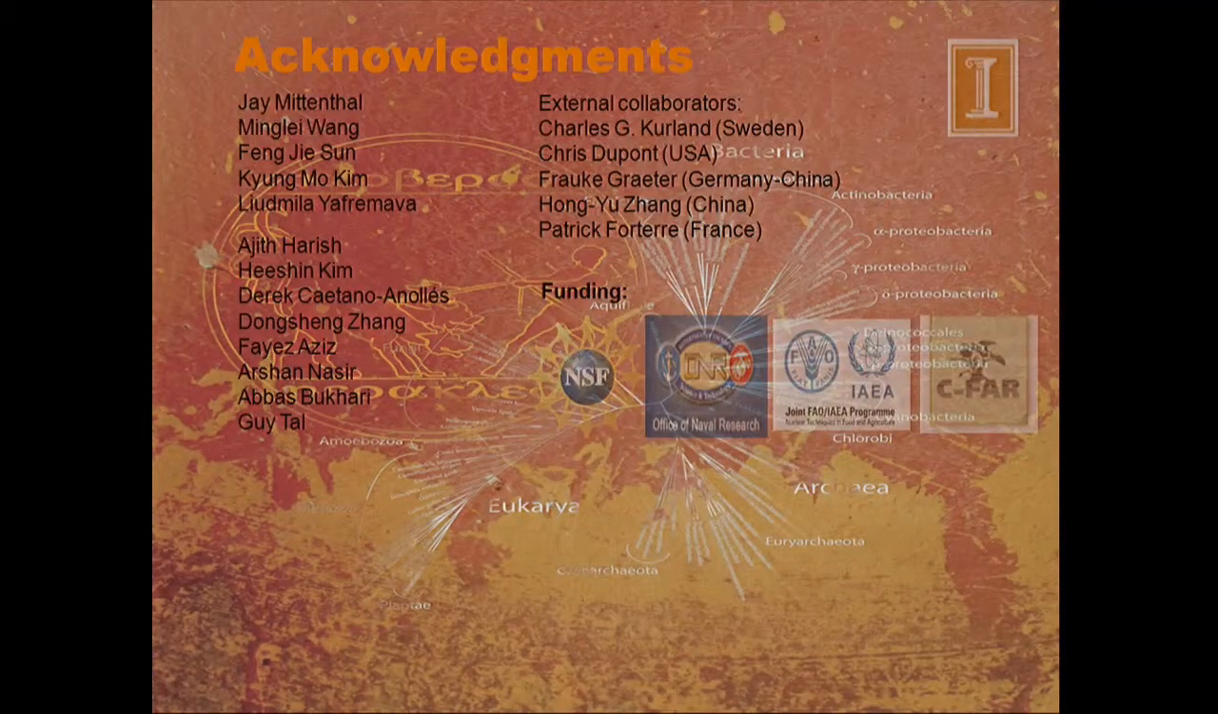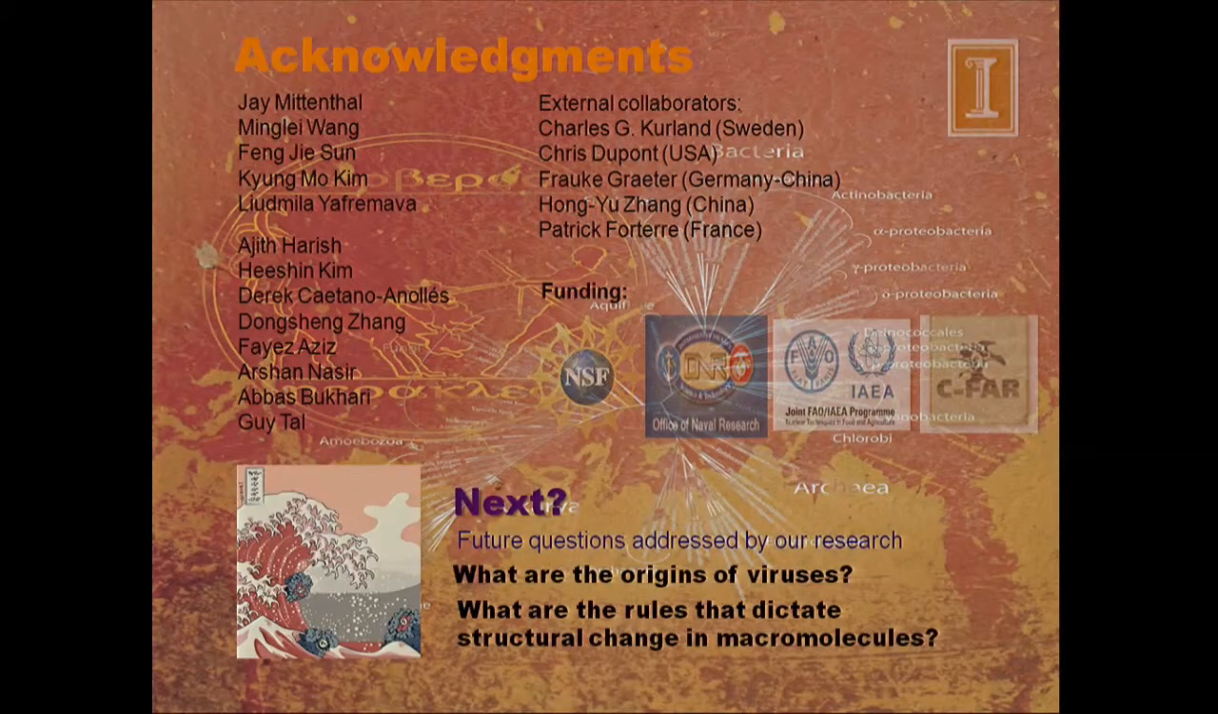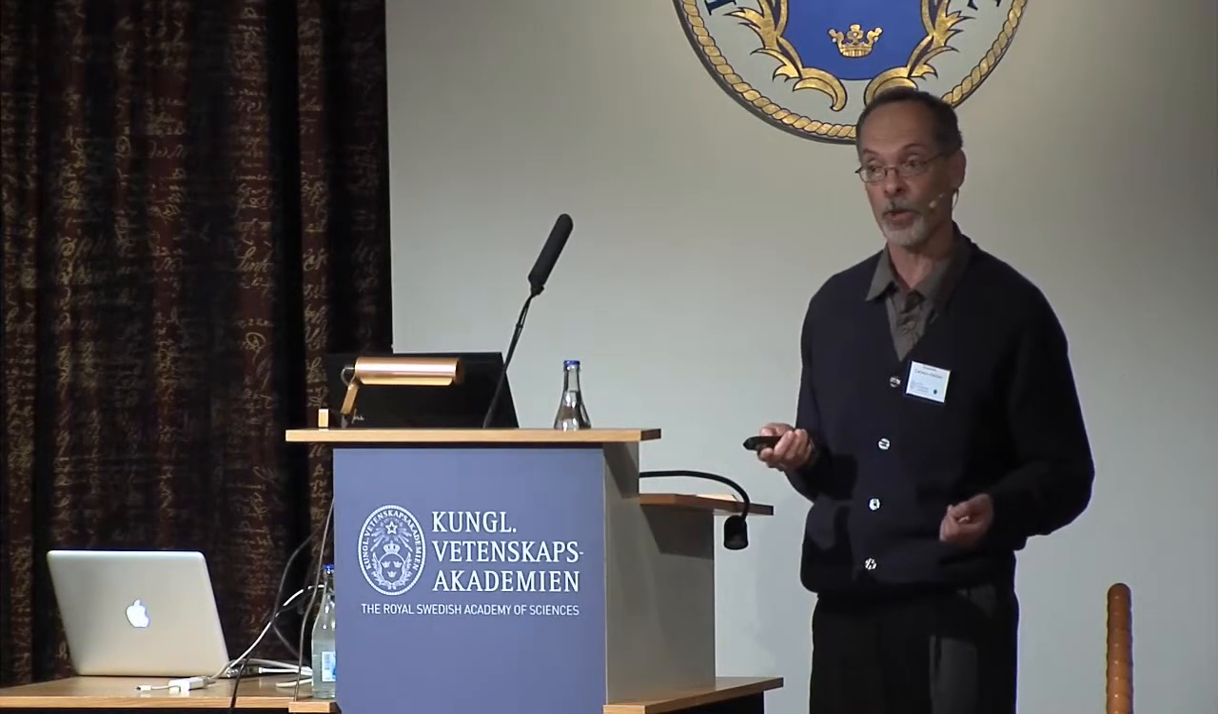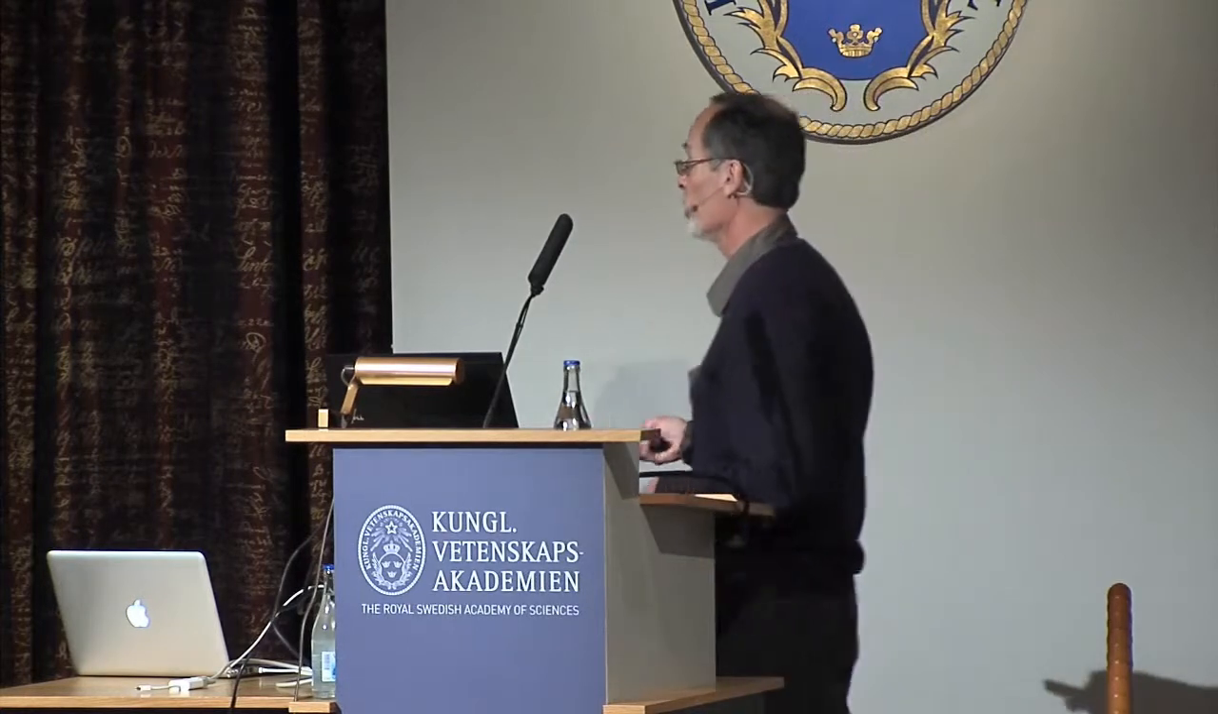These are, of course, the team and external collaborations: Chuck Kurland, Chris Dupont from Craig Venter's Institute, Frauke Grete and the Max Planck, Hongyu Zhang in China, and now Patrick Forterre, because we are very interested in the origin of viruses. All this has been done with basically the cellular world. So what do viruses have to contribute in terms of structures? And this could be very interesting.